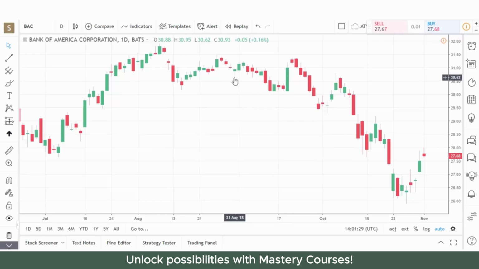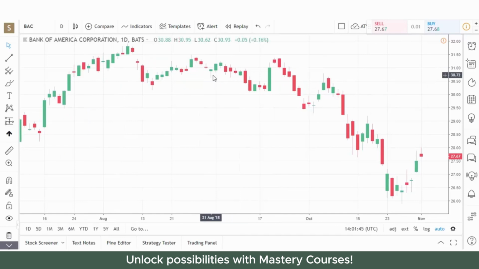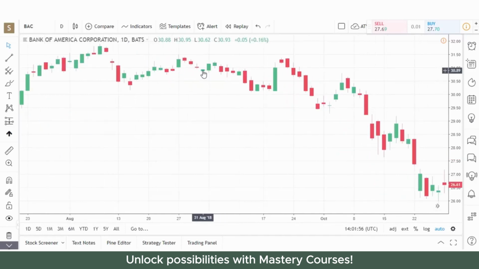It dropped down to a low of 30.62. It reached a high of 30.95 on the day, and then closed at 30.93. You can see that the close and the high are very close to each other, so there's almost no wick. You really have to zoom in to see a very tiny wick at the top. So that's how we read a candlestick on a chart.